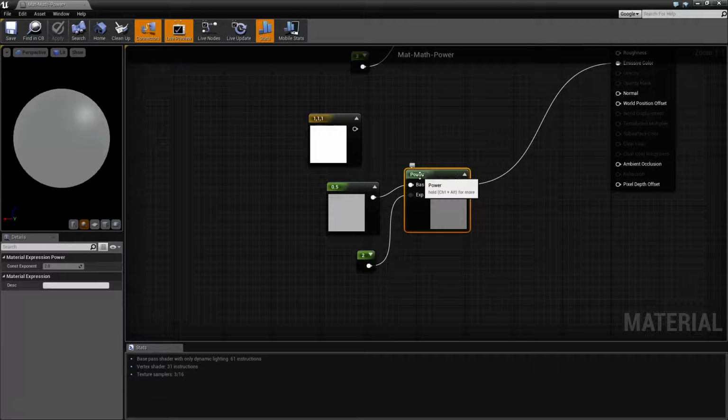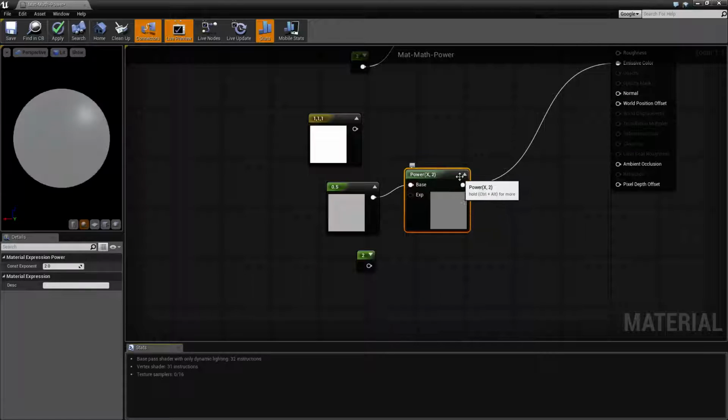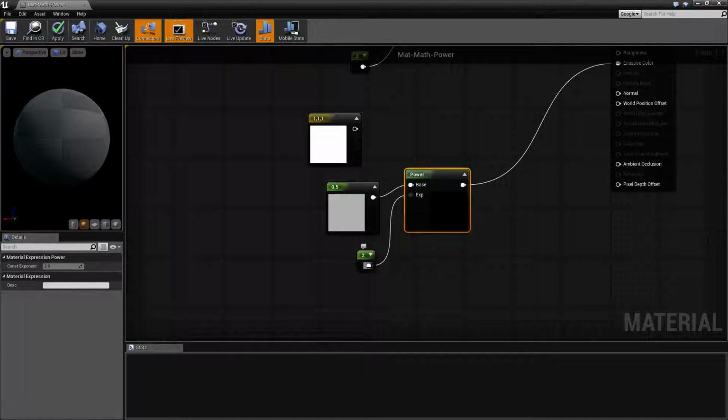So our power has one required input and one optional input. If we look at it here, you're going to see our base is required. If we plug in our base here, we're going to plug in a 0.5, and it's going to end up being multiplied by our exponent. Now, exponent can be either plugged in here, or we can plug it in separately by hooking up a single scalar vector 1 value.